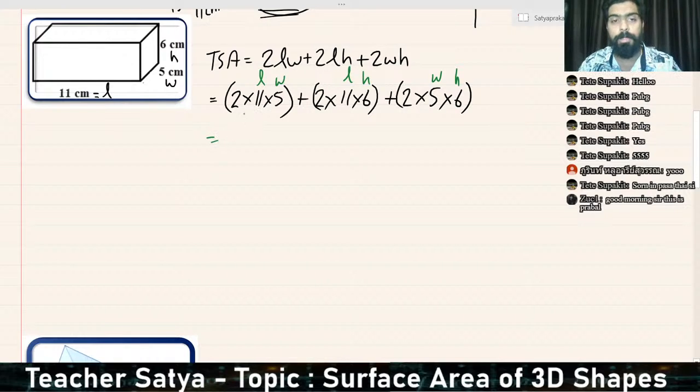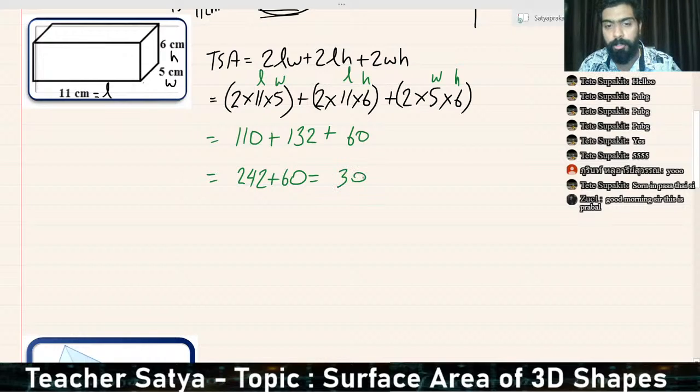So what would we have here? 2 times 11 times 5 would give us 110, plus 2 times 11 times 6 would give us 132, plus 2 times 5 times 6 would give us 60. Alright guys, 110 plus 132 would give us 242, plus 60, which is equal to 302 centimeter square.